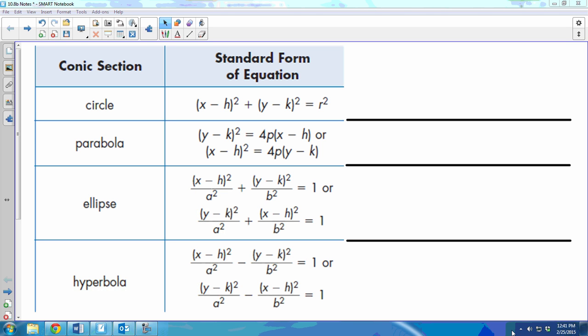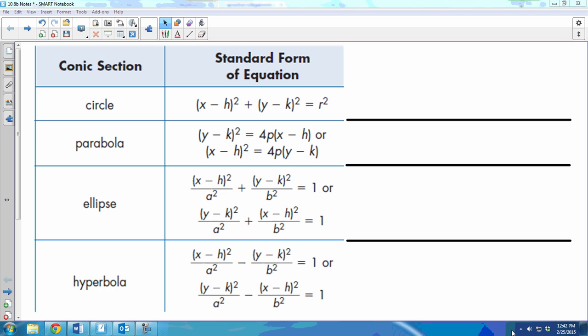First of all, telling the difference between the types. The easiest one to identify should be a parabola, because a parabola only has one squared term, right? Circles have x squared and y squared. Hyperbolas have x squared and y squared. Ellipses have x squared and y squared. Parabolas do not. So parabolas should be easy to identify, right?